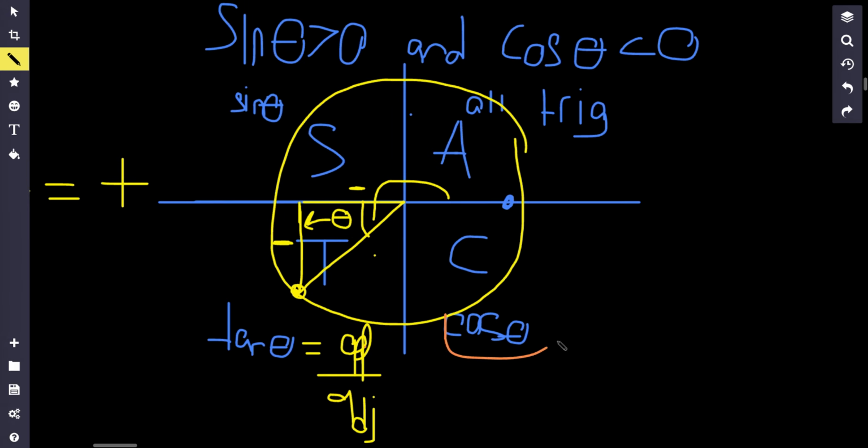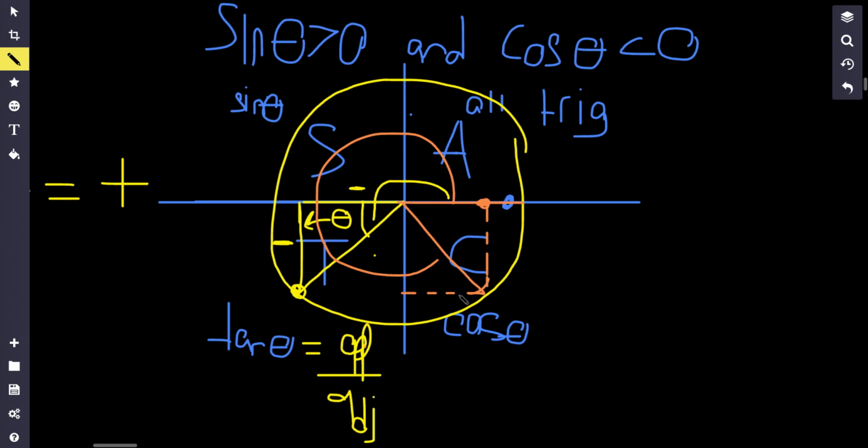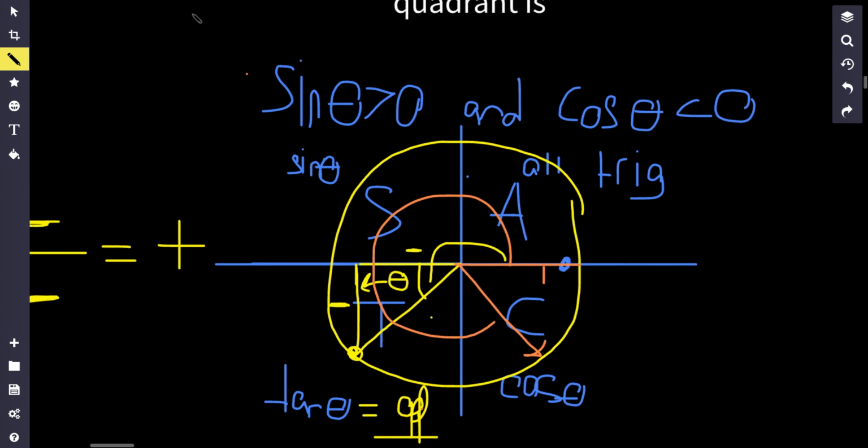And finally, cosine of theta is positive here because when you create an angle here on the unit circle, well, notice how our x value is positive, right? Our x value stays positive, but our y value, in this case sine of theta, stays negative.